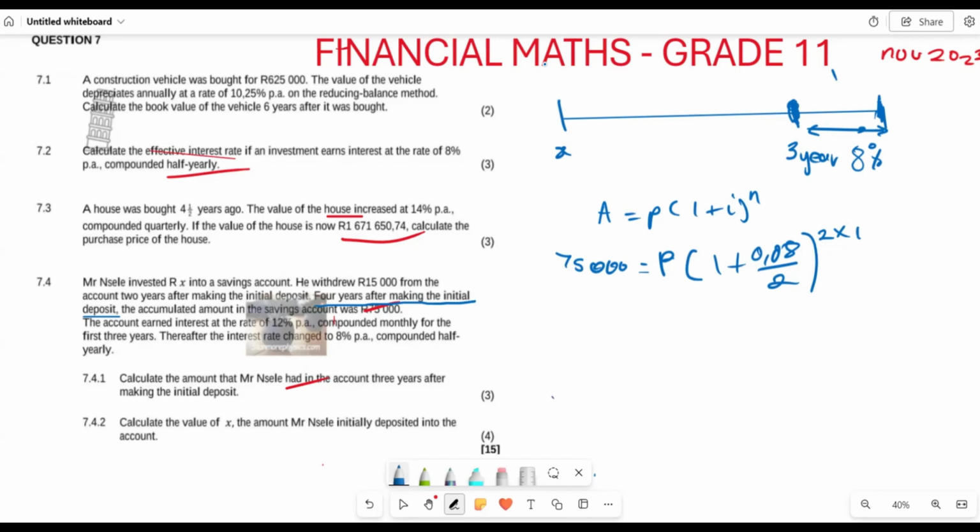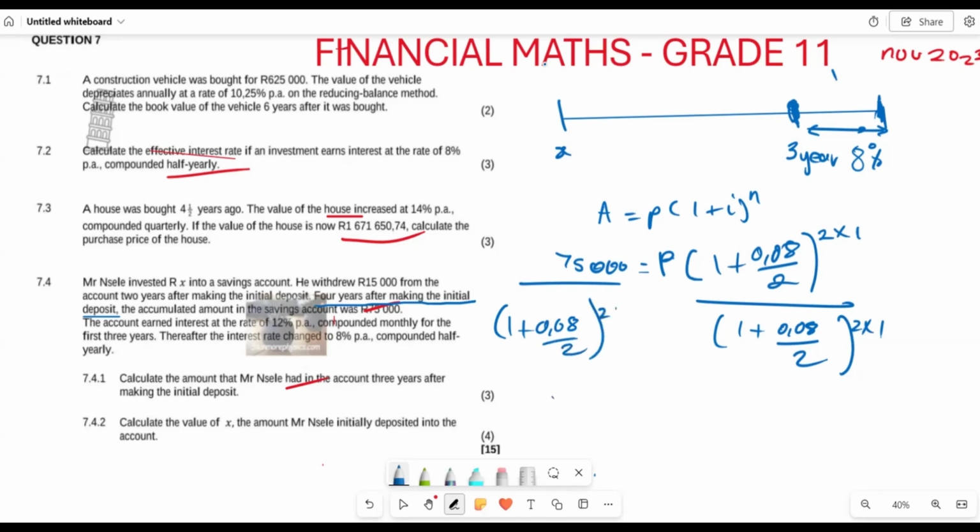So this is going to be the same as what? We are looking for the principal amount. So we are now going to divide both sides by 1 plus 0.08 over 2 to the power of 2 multiplied by 1. And then we do the same on the other side: 1 plus 0.08 over 2 to the power of 2 times 1, so that these cancel each other.